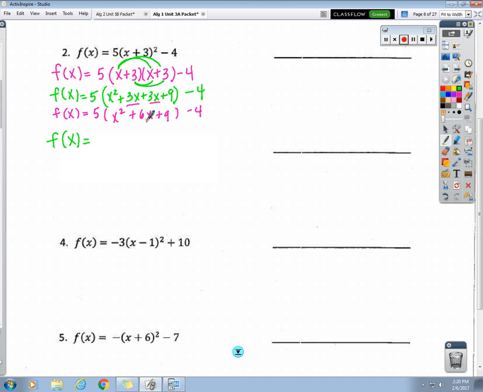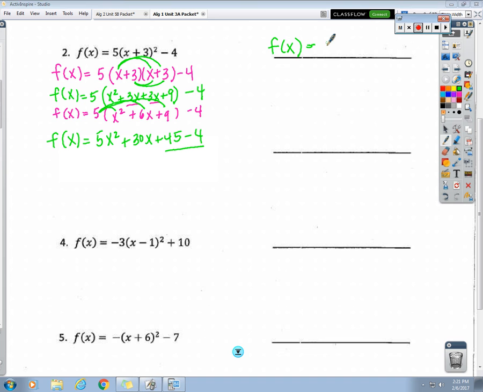Now, with the first equation, we were almost done. We just had to combine the 9 and the 4, and we were done. But in this equation, we have a 5 out in front, so you have to distribute that 5. 5 times x squared is 5x squared. 5 times 6x is 30x. 5 times 9 is 45. And then bring down the minus 4, and so now I want those combined. So the final answer is 5x squared plus 30x, and then plus 45 minus 4, which is just a positive 41. And like always, we can check it.